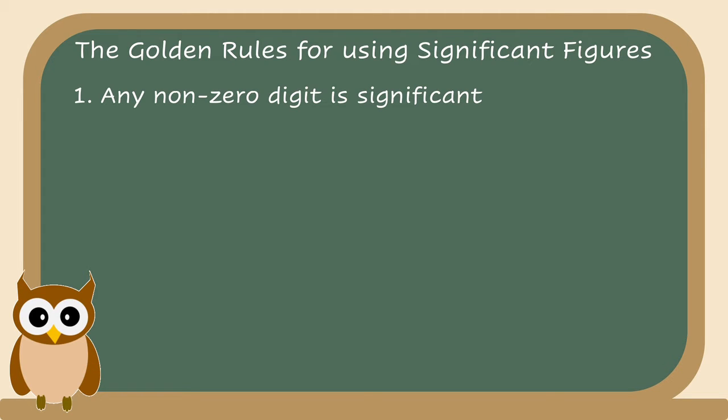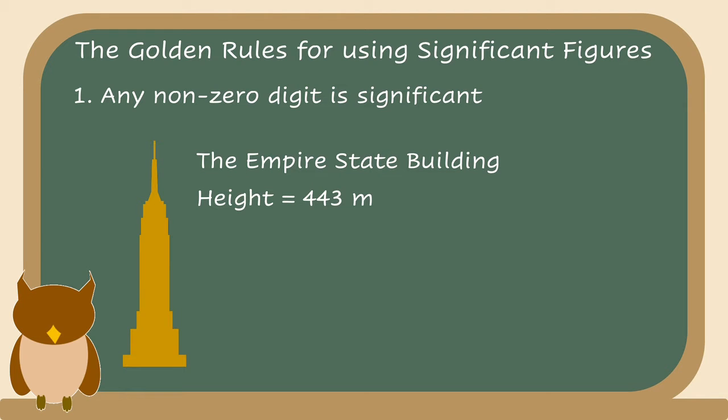Now, there are some golden rules that can help us determine how many significant figures to consider. Firstly, any non-zero digit is significant. Take for example the height of the Empire State Building at 443 meters. Because all three digits are non-zero digits, we can confirm that there are three significant figures.